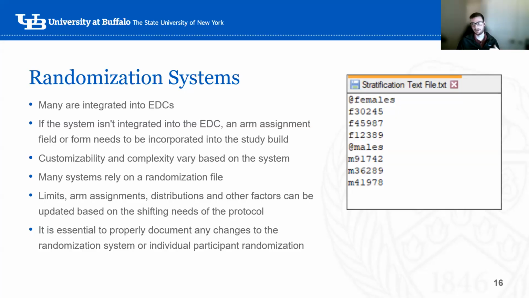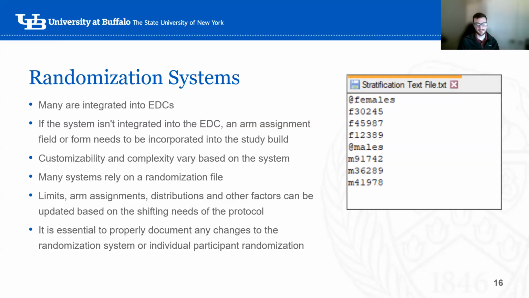Encore does have a directly integrated randomization system. And REDCap has the capabilities to do a directly integrated randomization system, but you kind of have to implement it through other means. If the system isn't integrated into the EDC, an RN assignment field or form needs to be incorporated into the study build. By that, I mean, when a participant starts on a study, if you're randomizing them elsewhere, you need to somehow tell the system that they're on that arm. So if they're on the control arm, maybe they don't have those safety follow-up visits that are in the experimental arm. And we need to make it so that the system doesn't roll those visits out, so that we're not having people accidentally completing them.